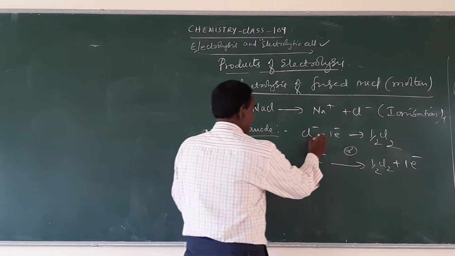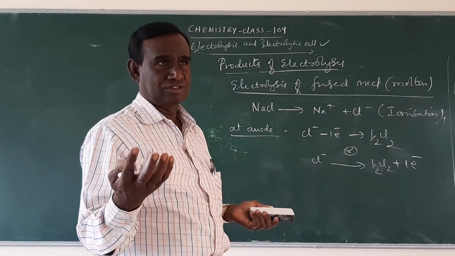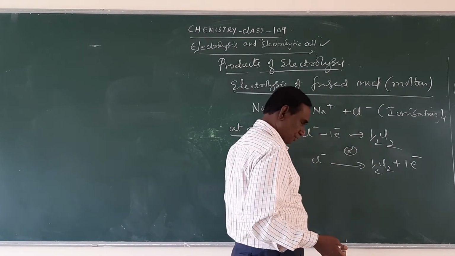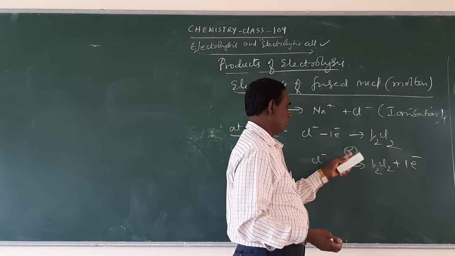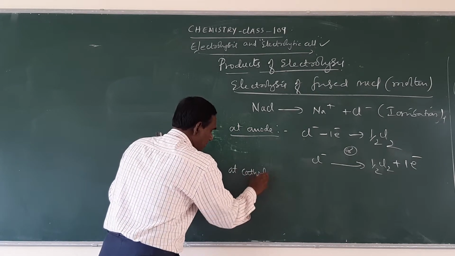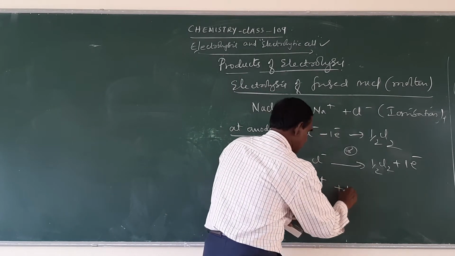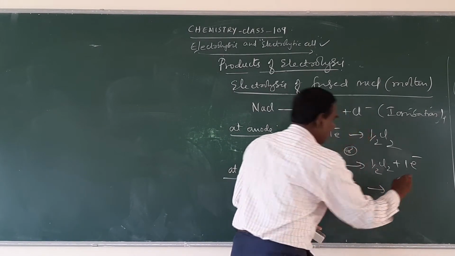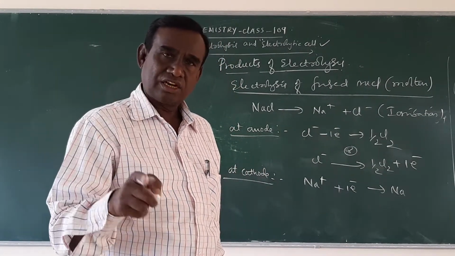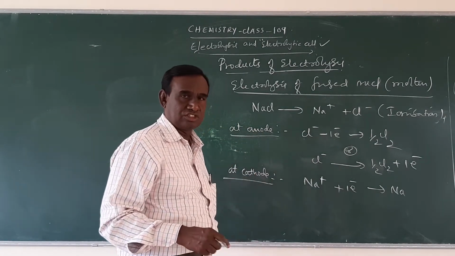Anode means oxidation. What is oxidation? Loss of electrons. Gain of electrons is called reduction. So one electron is lost by Cl minus, therefore we get chlorine gas. This is oxidation. Next, what happens at the cathode? Na plus plus 1 electron gives sodium. Sodium metal is discharged. Remember, metals are discharged at the cathode and gases are liberated at the anode.